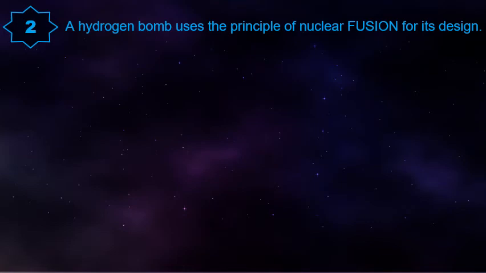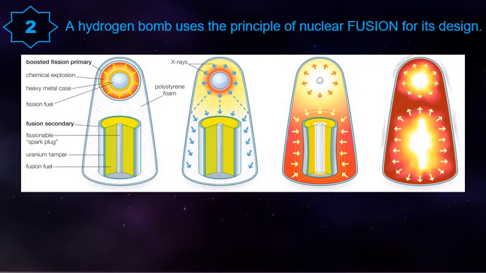Second application is that a hydrogen bomb uses the principle of nuclear fusion for its design. This picture shows 4 phases of how a hydrogen bomb works. As you can see the design here, there is a boosted fission primary at the top, while a fusion secondary is at the bottom of the hydrogen bomb.